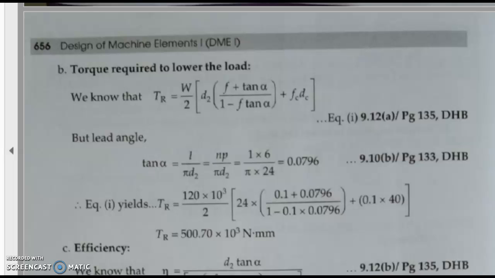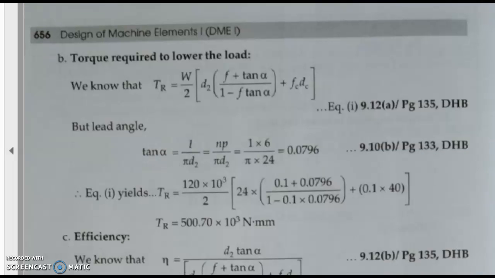Then, in this case, we need to find the value of alpha also. How will we find the alpha? Tan alpha is equal to L divided by pi D2, or NP divided by pi D2. Here, N and P are given, D2 is already given. So we will get the value of tan alpha is equal to 0.0796. If we substitute all these values in the previous equation, we will get TR is equal to 500.7 into 10 raised to 3 Newton millimeter.